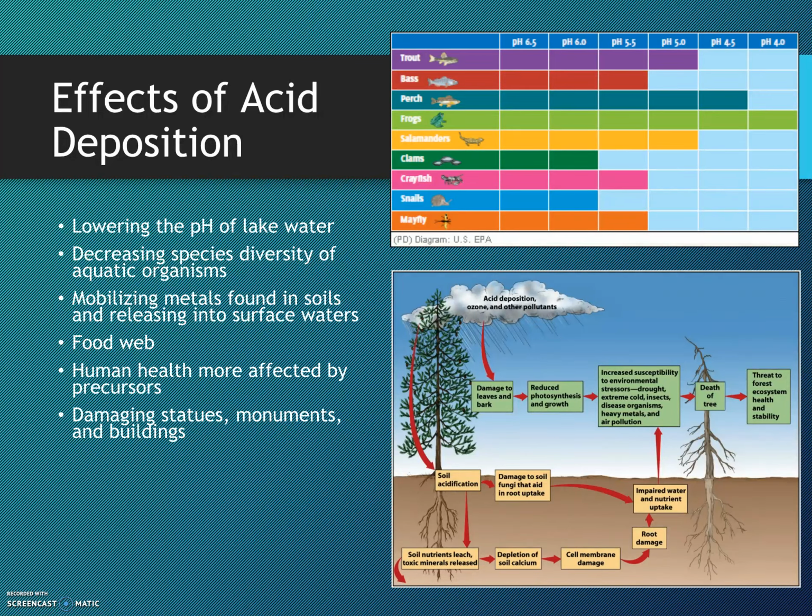And there are some of the effects that I just talked about. It lowers the pH of lake water, decreases species diversity, mobilizes metals, becomes part of the food web. Human health is more affected by the precursors than the actual acid rain. Our skin does a pretty good job of protecting us from acid rain. And then damaging statues, monuments, and buildings.